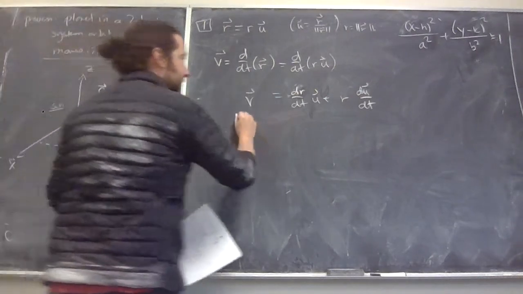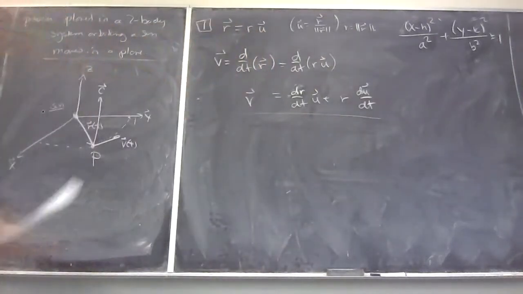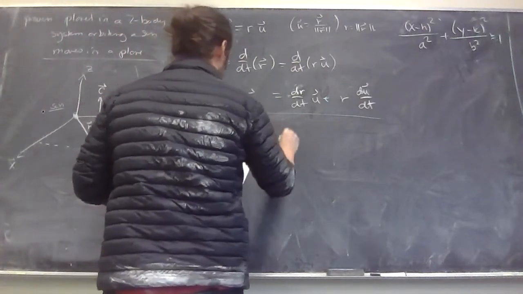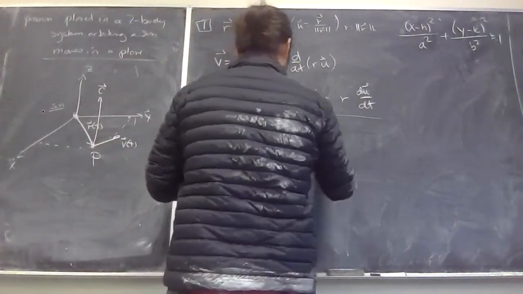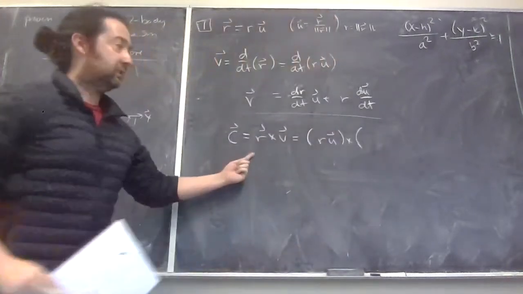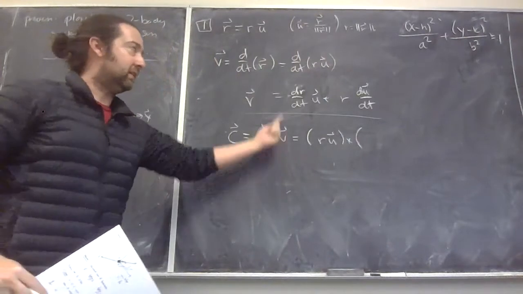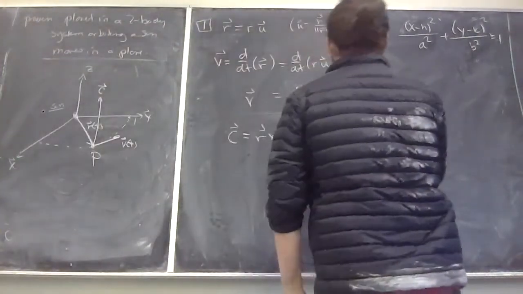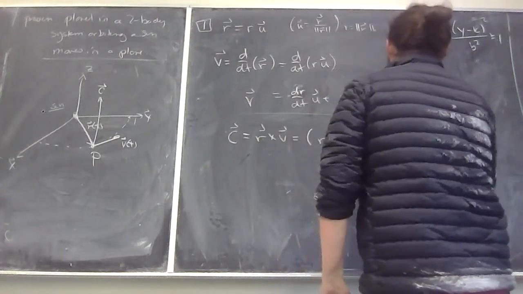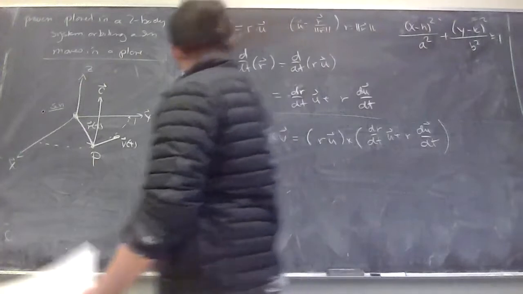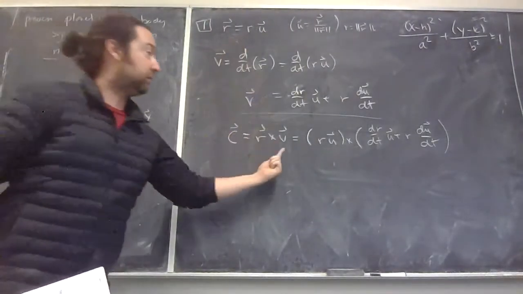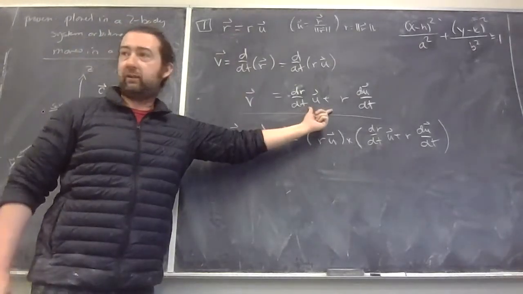So if v is equal to this expression, then I can write c is equal to r cross v, which equals r u cross, okay, so r was equal to r u, but I know that v in this language is equal to dr/dt u plus r du/dt. I haven't done anything. I replaced r with its definition, and I replaced v with this product rule that I've calculated.